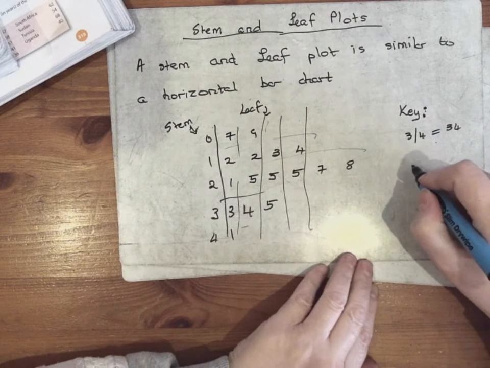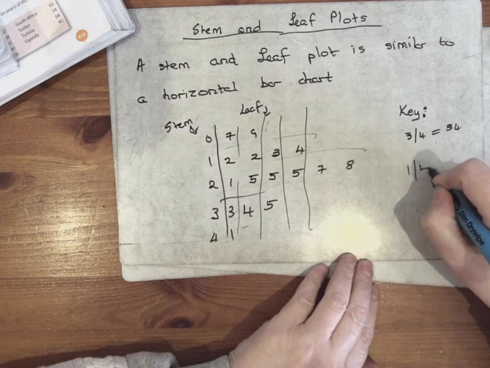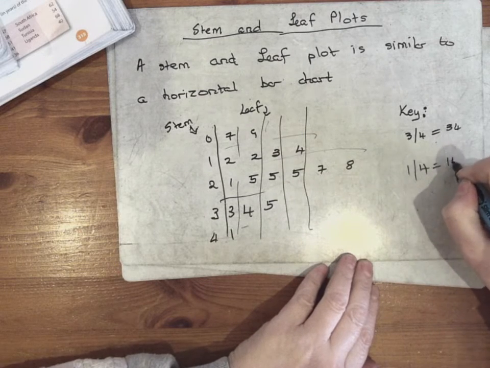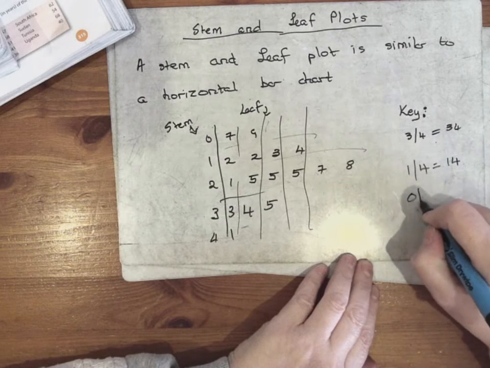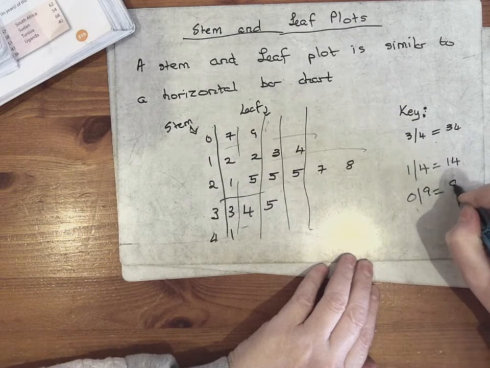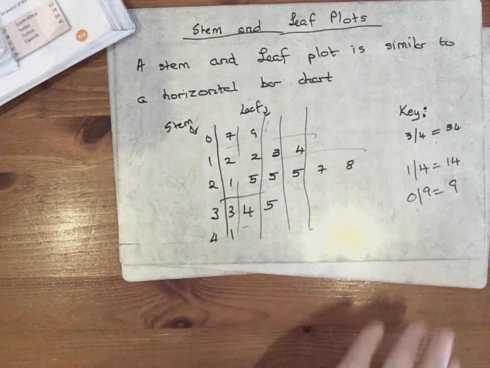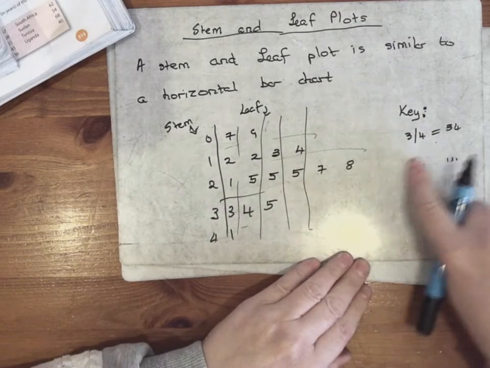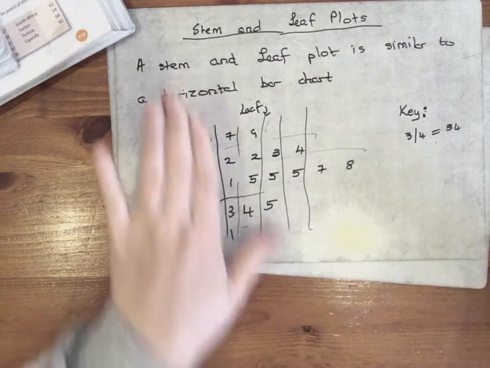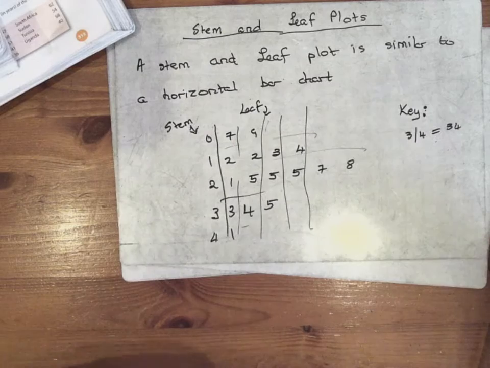I could have picked any one. I could pick 1 line 4 means 14. I could have picked 0 line 9 is equal to 9. So you have a choice of number there, any one at all. You only need the one. So you pick any number off your list and explain what it means.